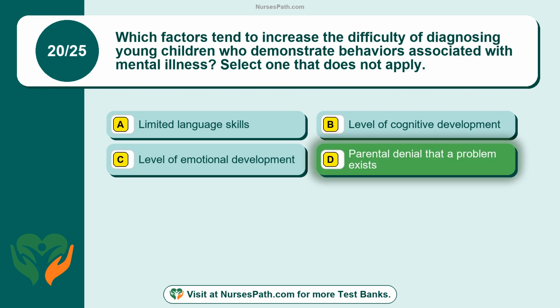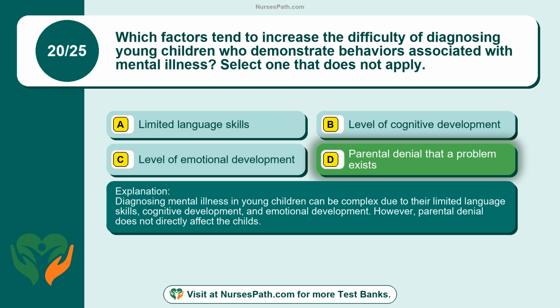The correct answer is option D, parental denial that a problem exists. Diagnosing mental illness in young children can be complex due to their limited language skills, cognitive development, and emotional development. However, parental denial does not directly affect the child's.